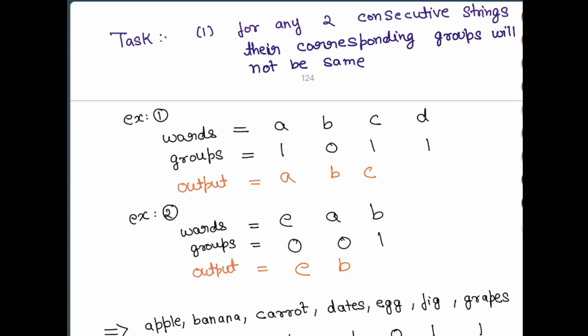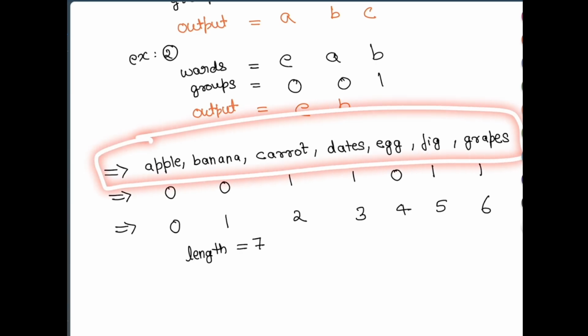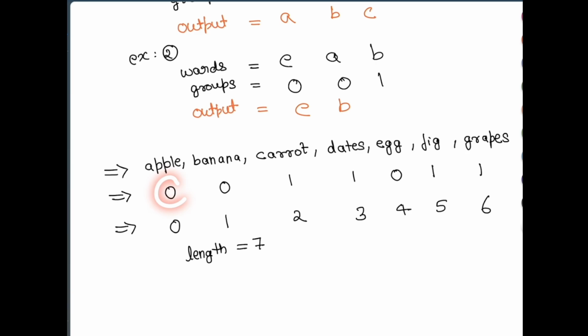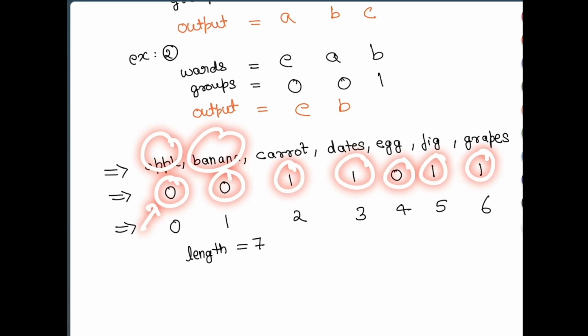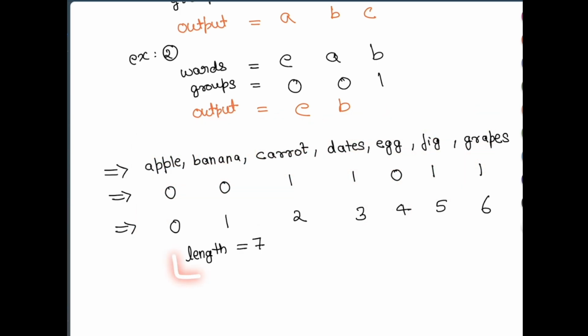Now what is the logic behind solving this problem? That's very important to understand, right? That's the main thing to understand. Let us try to understand it using this example. This is your words array: apple, banana, carrot, dates, egg, fig and grapes. Their corresponding groups are 0, 0, 1, 1, 0, 1, 1. For apple it is 0, for banana it is 0, for carrot it is 1, for dates it is 1, for egg it is 0, for fig it is 1, for grapes it is 1, and the length of your array is 7.